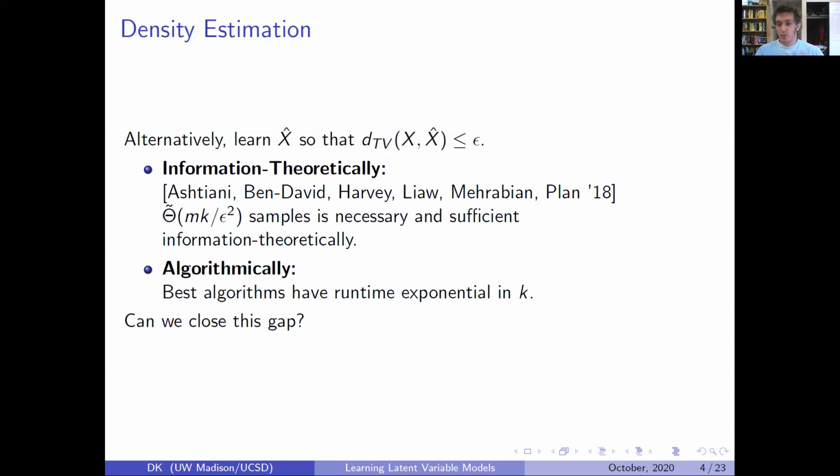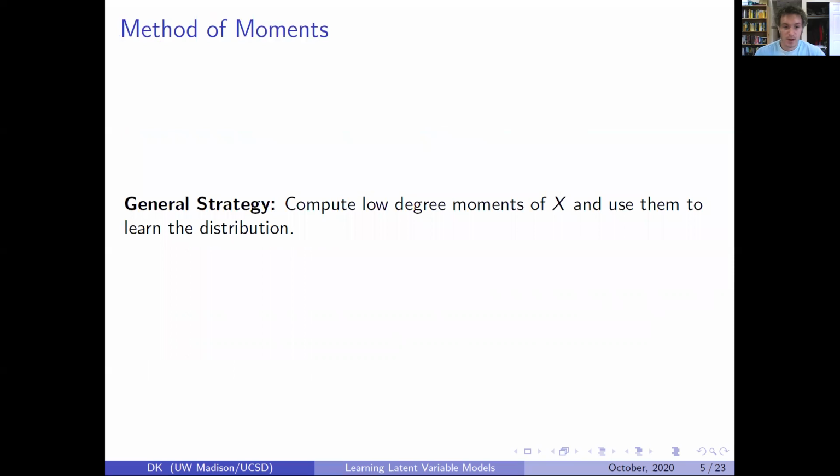So one of the things that we would like to do in this talk is see if we can close this gap, this basically exponential gap between our lower and upper bounds on this problem. The general technique that we're going to be using for this is the method of moments. So you compute a bunch of low degree moments of X, and hopefully once you have those moments, you can use them to learn the distribution.